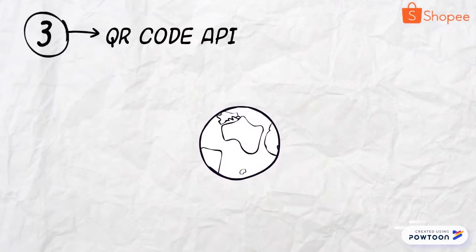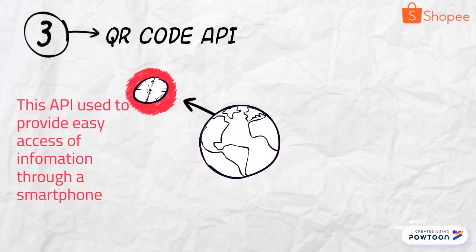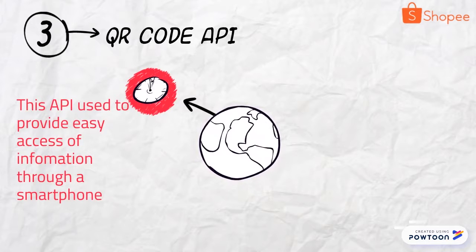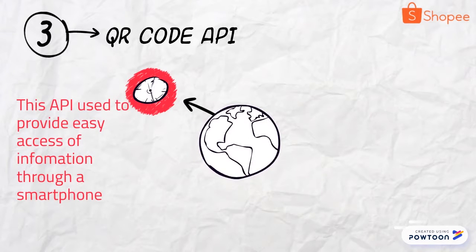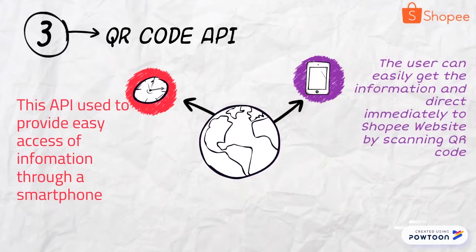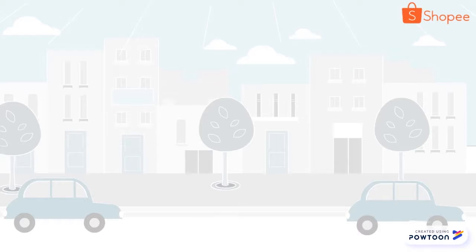Next, QR code API is an API used to provide easy access of information through a smartphone. The user can easily get the information and be directed immediately to the Shopee website by scanning the QR code.